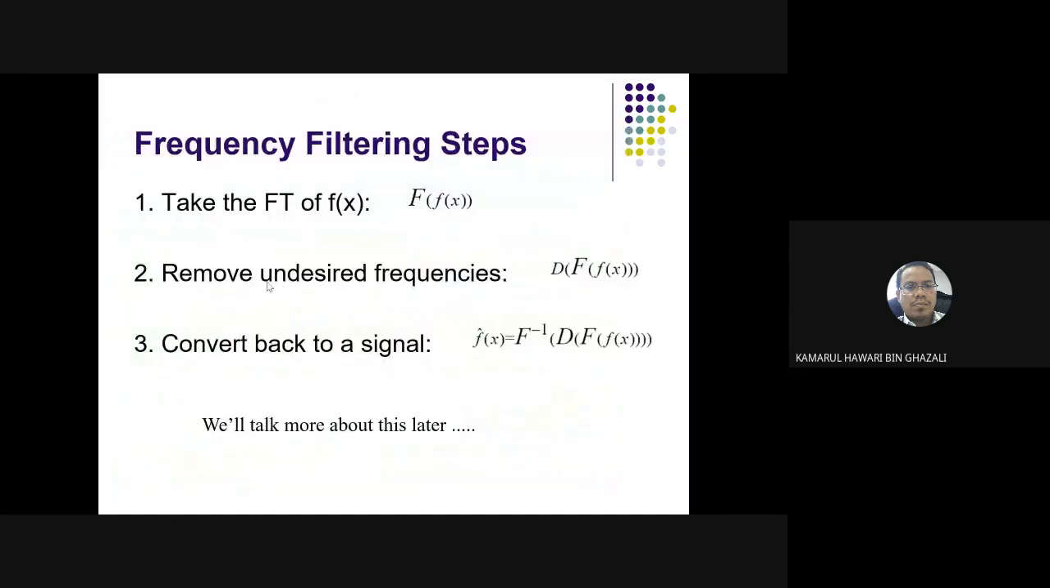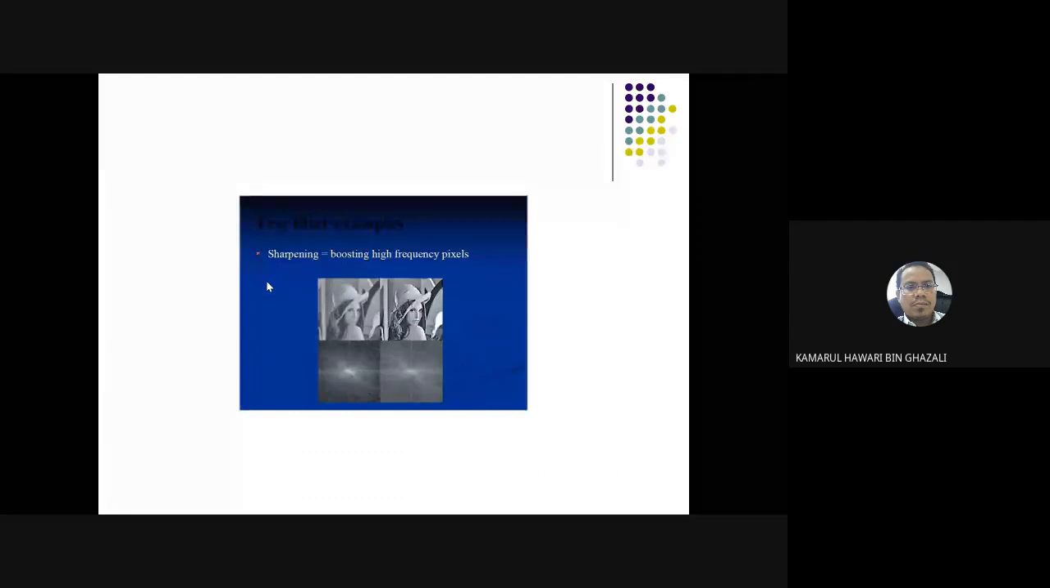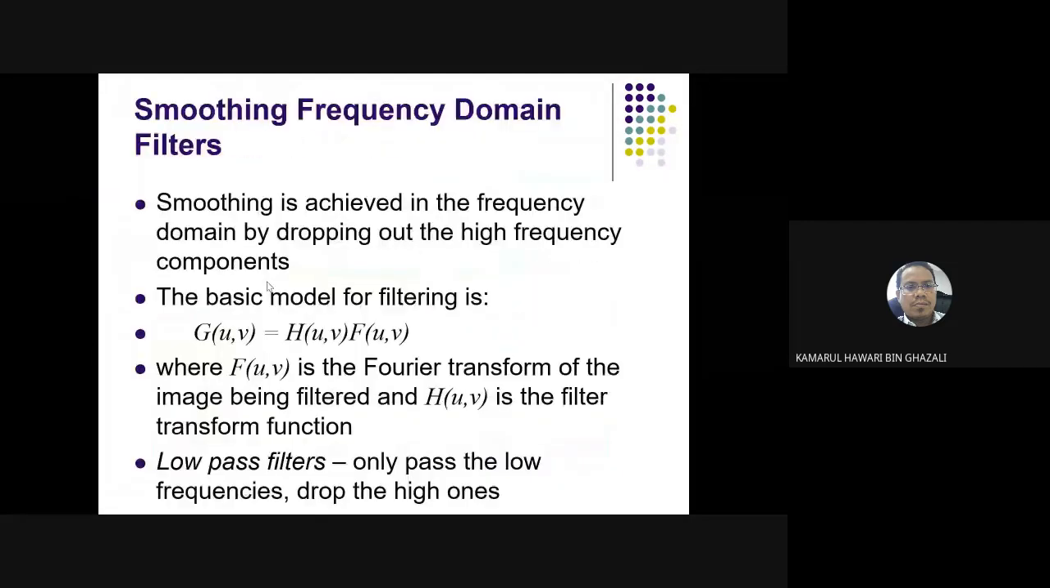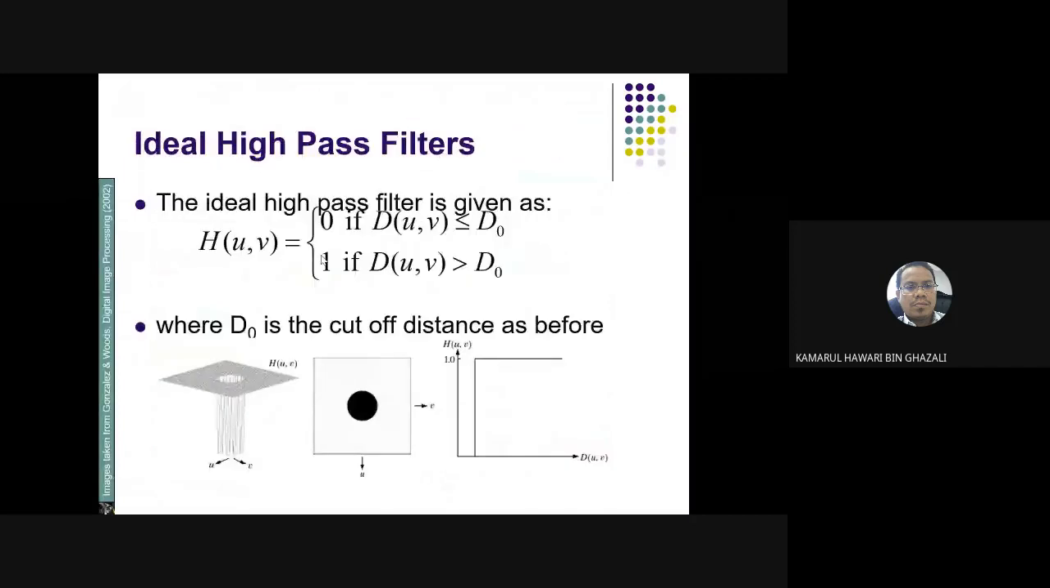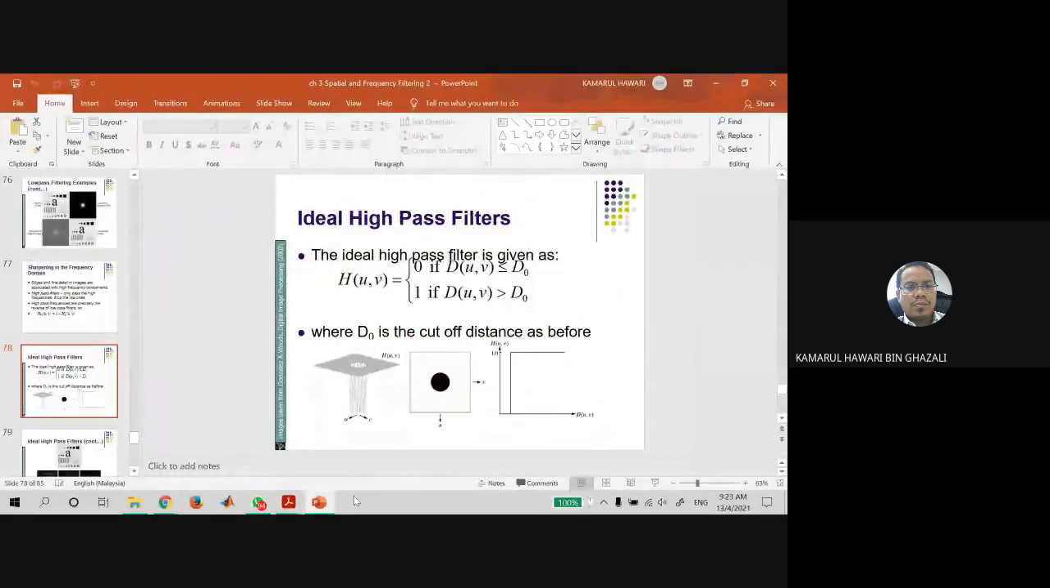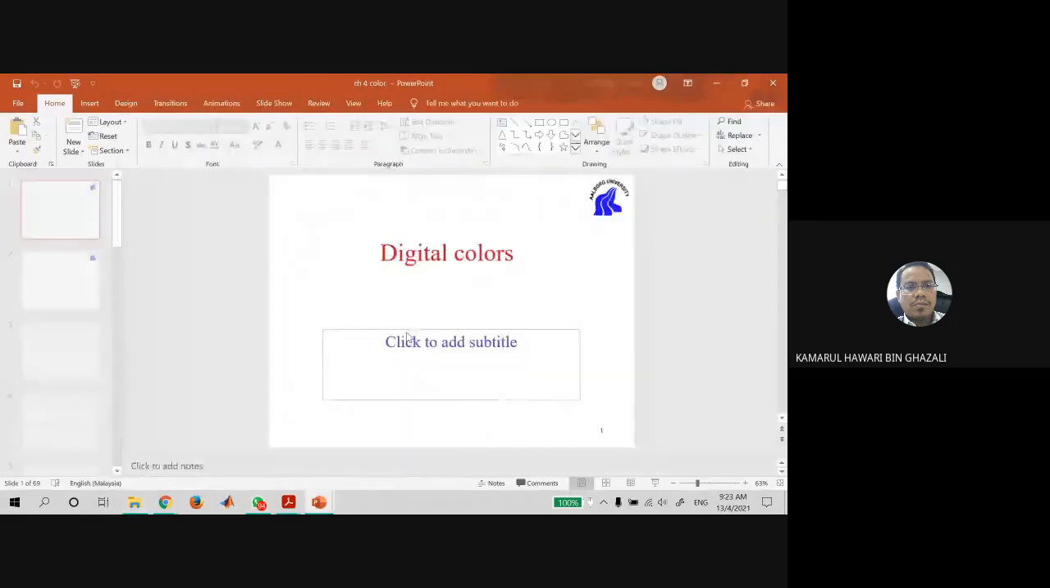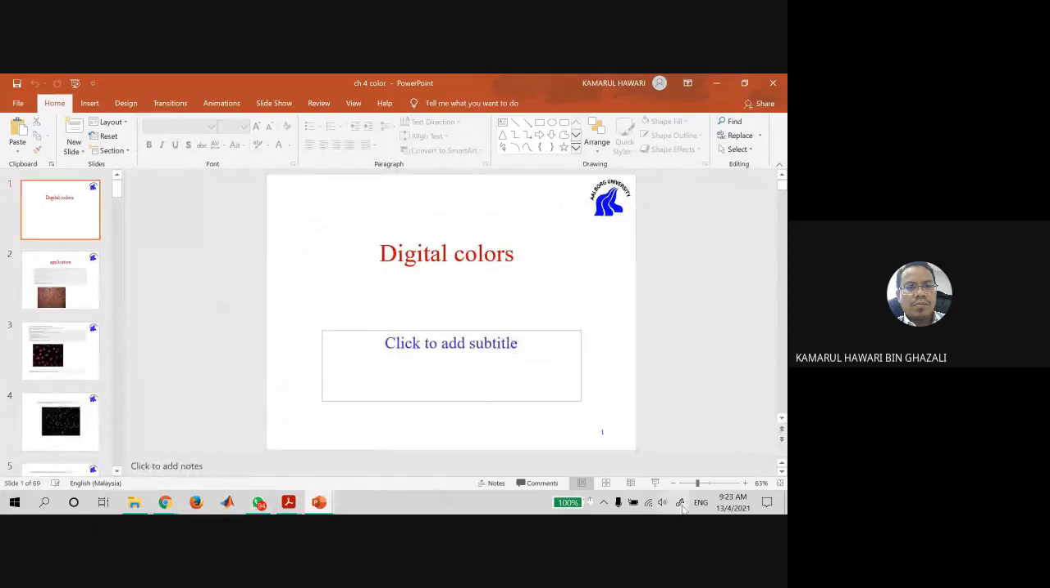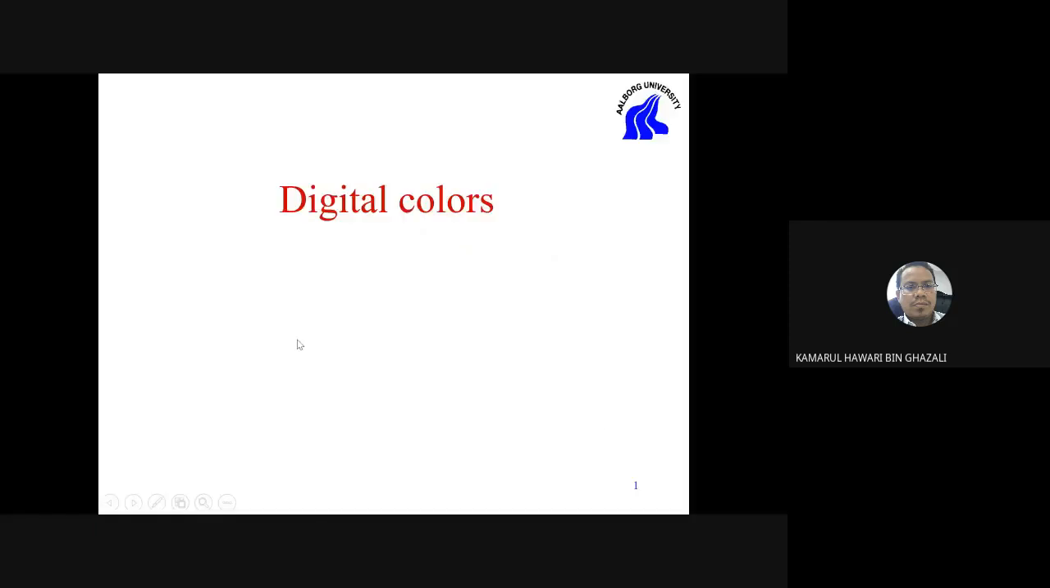So now is filtering. This one you can just look at by yourself: high pass filter, low pass filter, right? And so on and so forth. Okay, so I think that's all for chapter 3. We go to chapter 4. Now we look at the color processing.